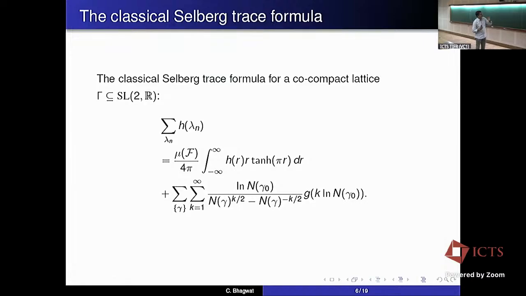So the earliest example of the trace formula which belongs to this kind of class is by Selberg, and he studied the context of discrete subgroups of SL2R, which appear in the modular forms context quite frequently. Although SL2Z itself doesn't come in that case, one has the analog of this there as well.